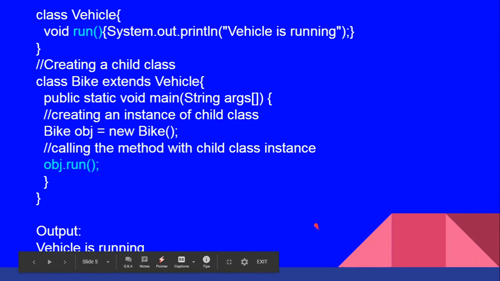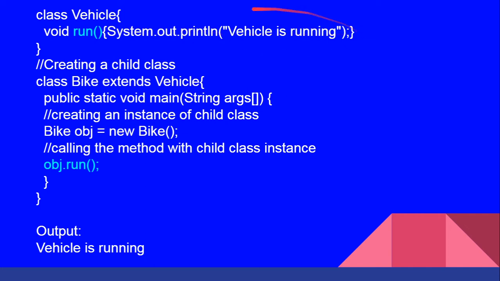Now let us have another example. Class Vehicle has a method, void run, which just prints System.out.println vehicle is running. The message is given on the screen. Now create a child class, class Bike extends Vehicle, with public static void main String args, as usual where the main program starts. Here we are creating an instance of the child class: Bike is the child class, Vehicle is the parent class. Bike obj is equal to new Bike, and we call the method obj.run.